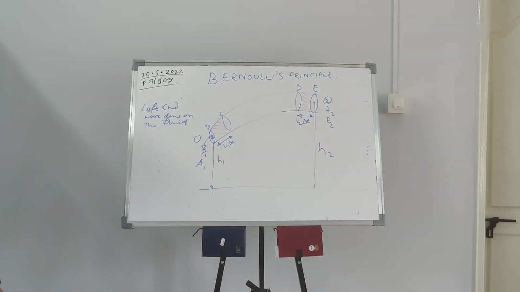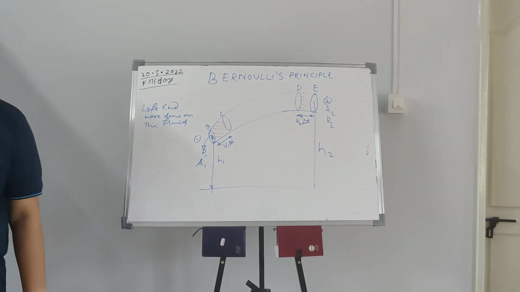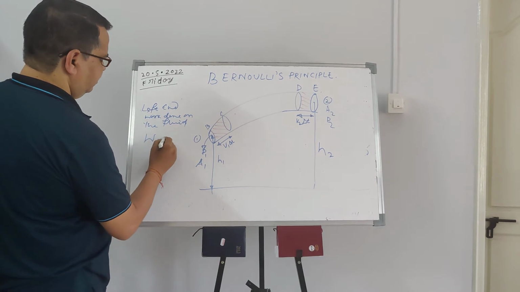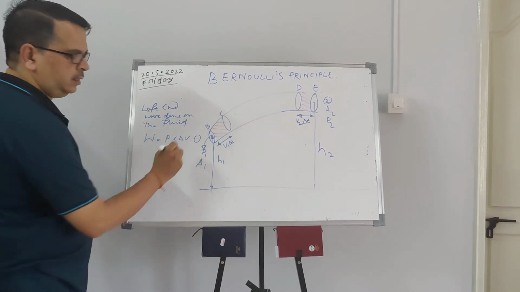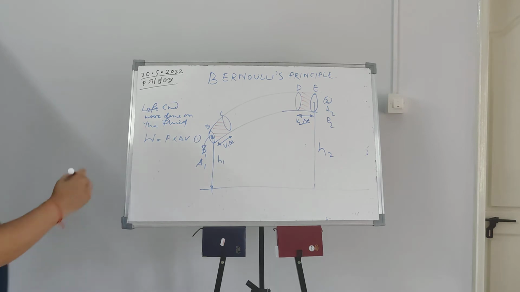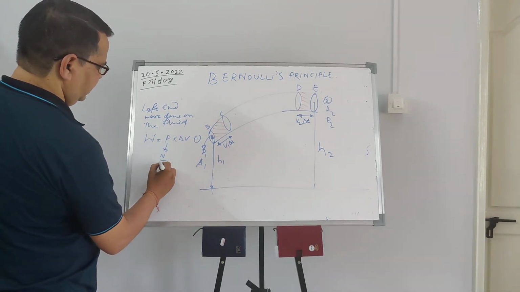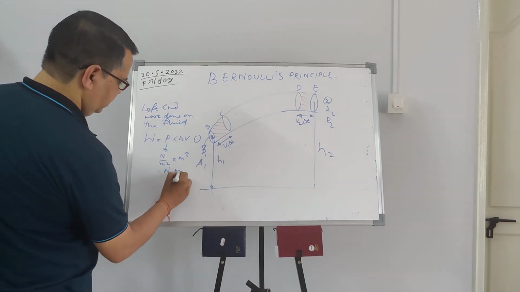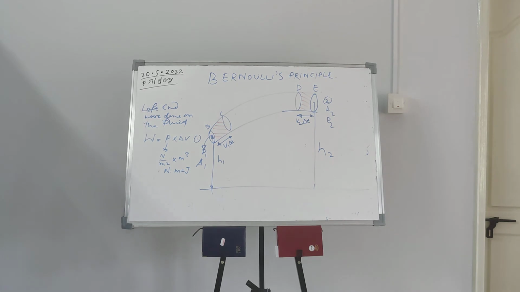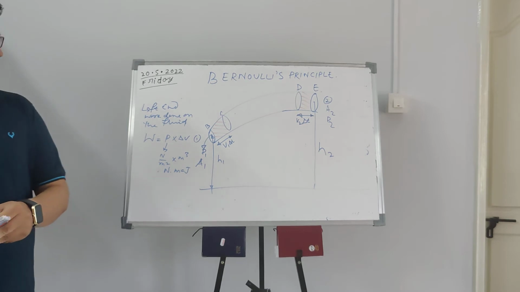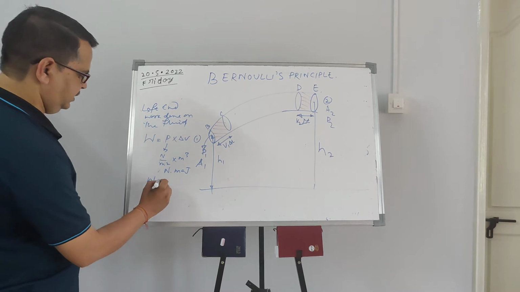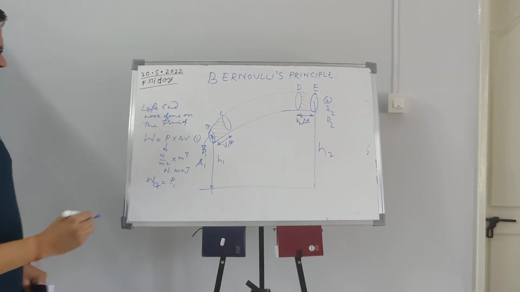We have studied in thermodynamics that work done is equal to pressure into change in volume, right? Why is it work done? Because pressure is Newton per meter square, and volume is meter cube, so this becomes Newton meter, which is joule. So pressure into delta V is the work done. So the work done at end BC is pressure P1 into delta V.